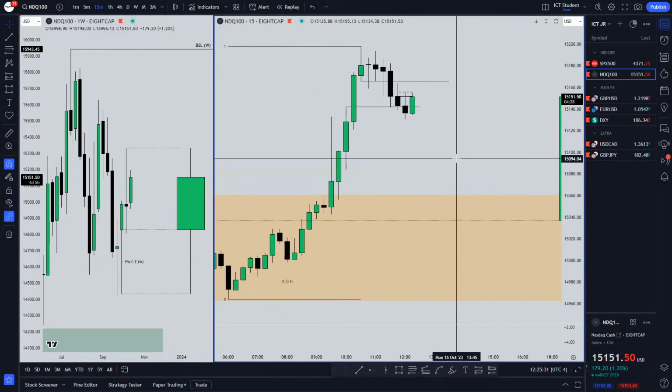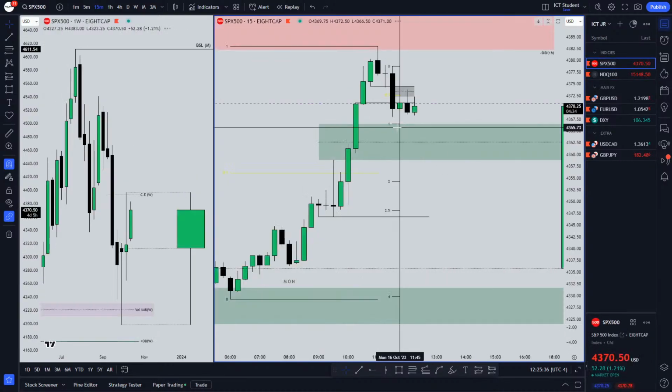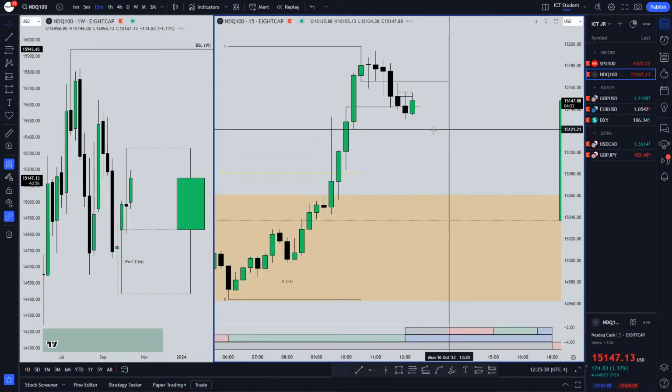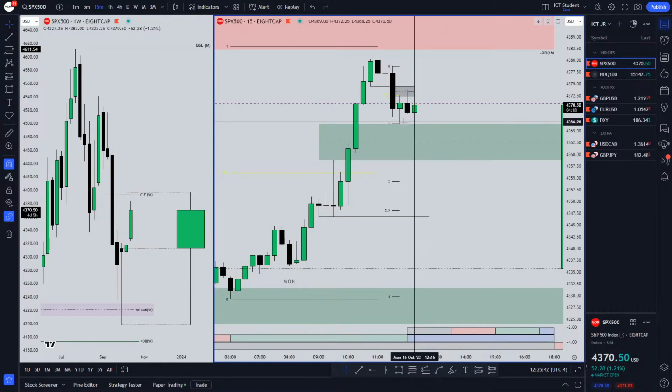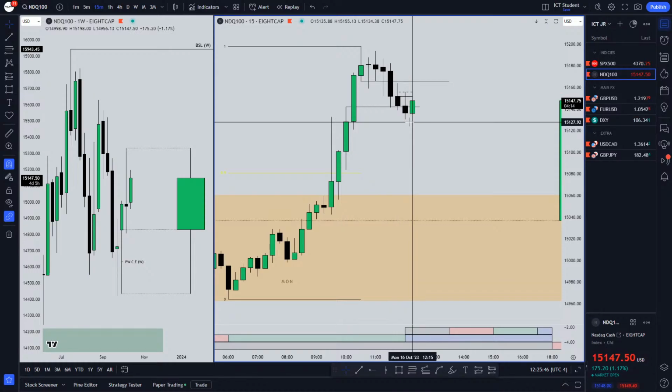NQ, let's go look at, we have SMT. You can see SMT perfectly. Lower highs, lower lows. No, it's just 1, 2, 3. So it's two candles. So 1, 2 right here.